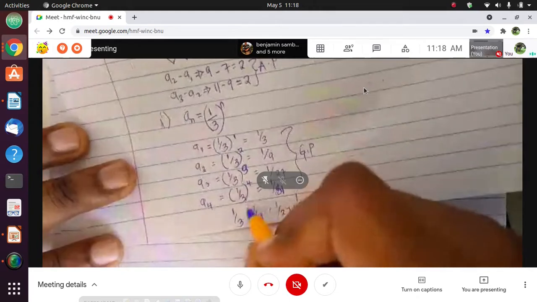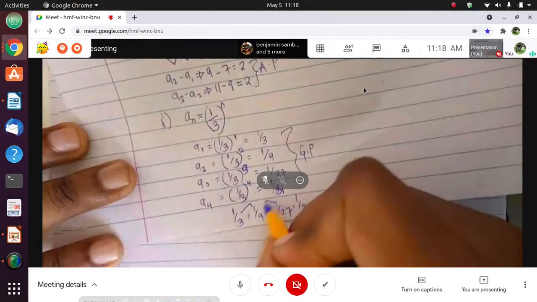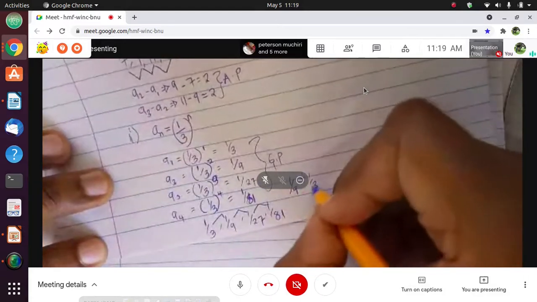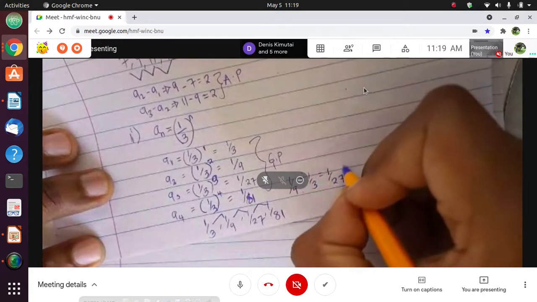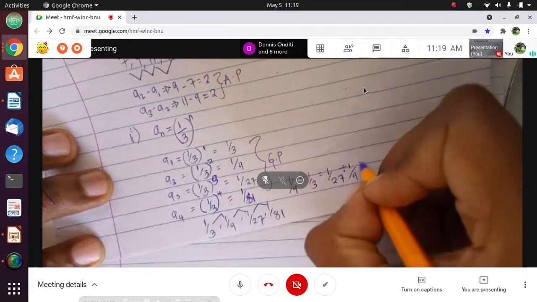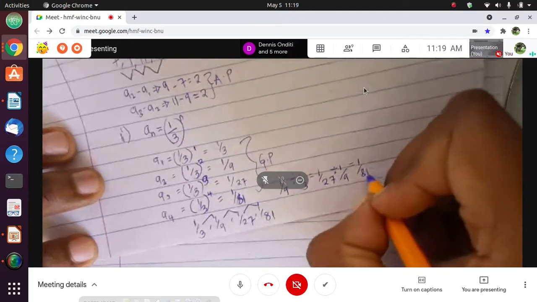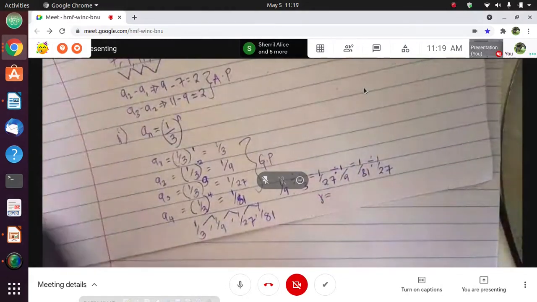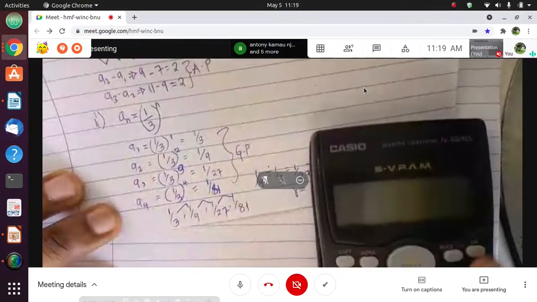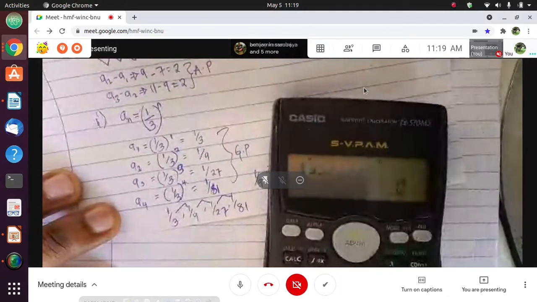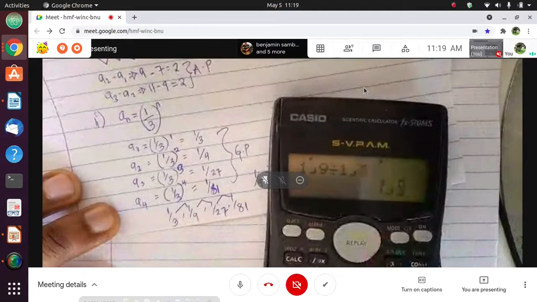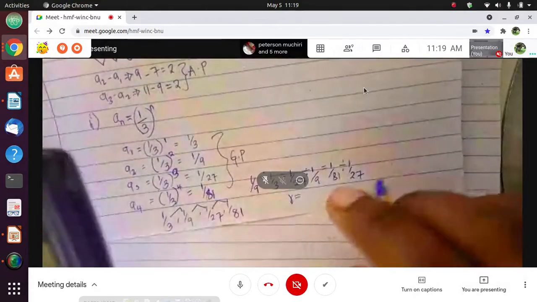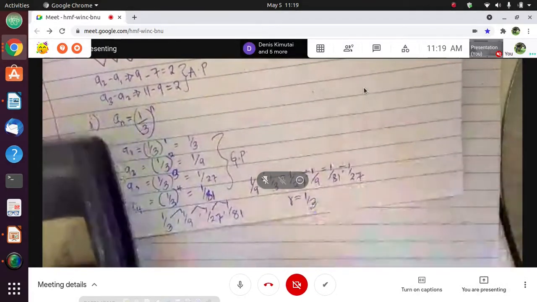Why? When we take the second term and divide by the first term, it should give you the same ratio. 1 over 9 divided by 1 over 3 should be equal to 1 over 27 divided by 1 over 9, which should be equal to 1 over 81 divided by 1 over 27. And what ratio do we get when we divide those successive numbers? For example, 1 over 9 divided by 1 over 3, it gives us that the ratio is, what do we get? 1 over 3. That is a common ratio.